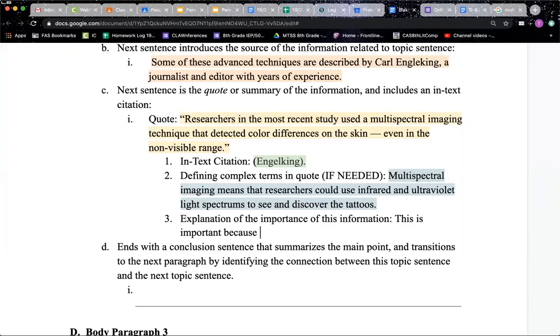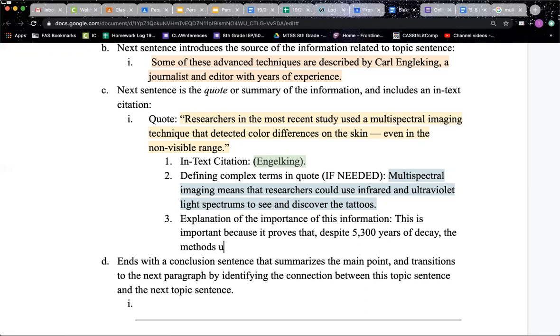So that's what I'm going to explain, my personal logic, that you can use this technology to see these tattoos, which proves that they were done well, that they were done with a good technique. Let's see how I could phrase this. This is important because it proves that, let's see, I'm going to add that age in here, despite 5,300 years of decay, the methods used to tattoo Otzi were effective, right?